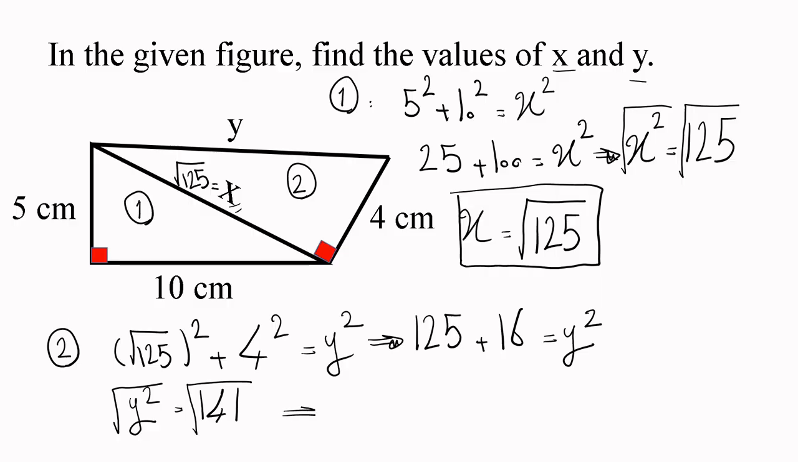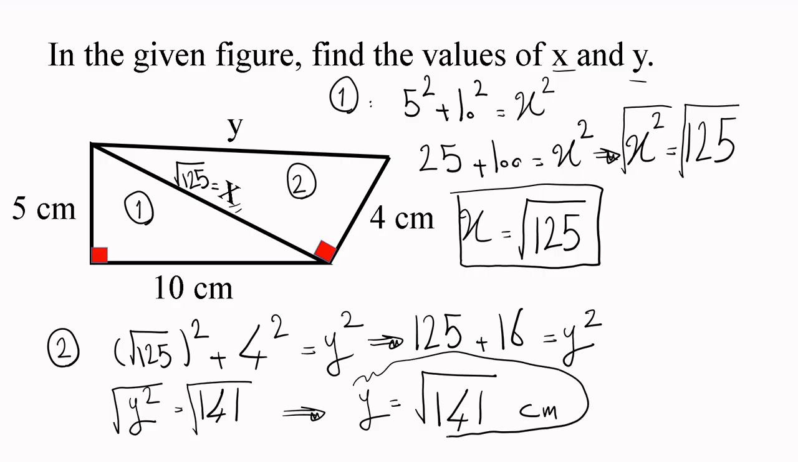What am I going to have? I'm gonna have y is equal to radical, or a square root, of 141 centimeters. It's really close to 12, but it is not exactly, because 141 is not a perfect square. So I have found the value of x and y, and I'm done with this example.